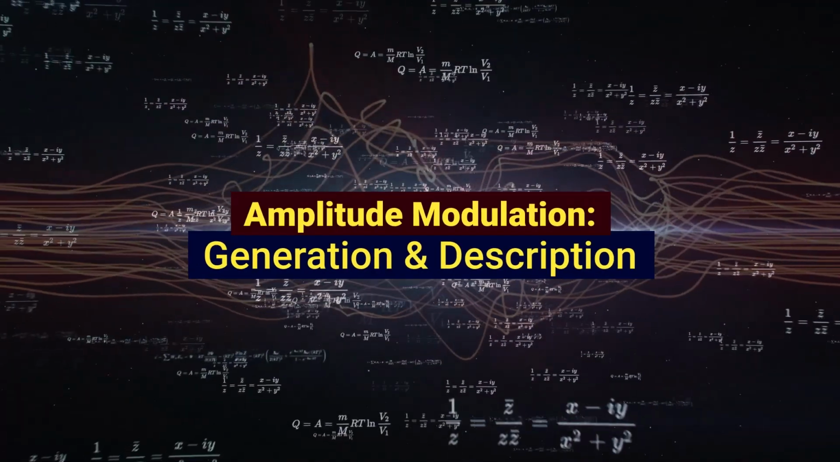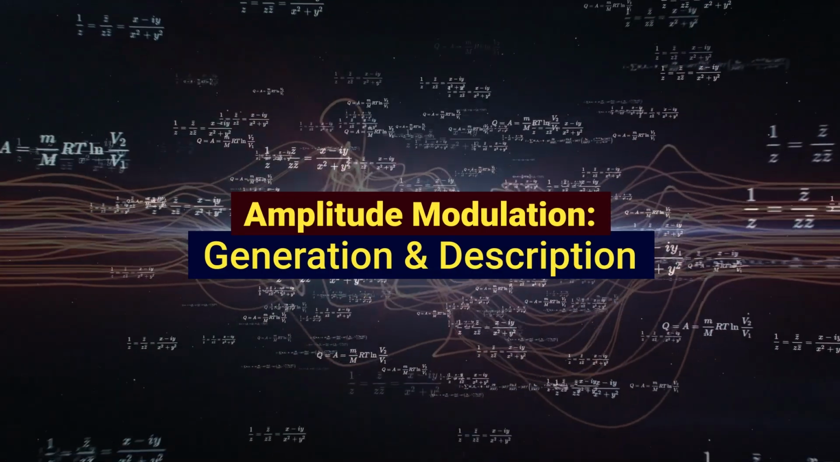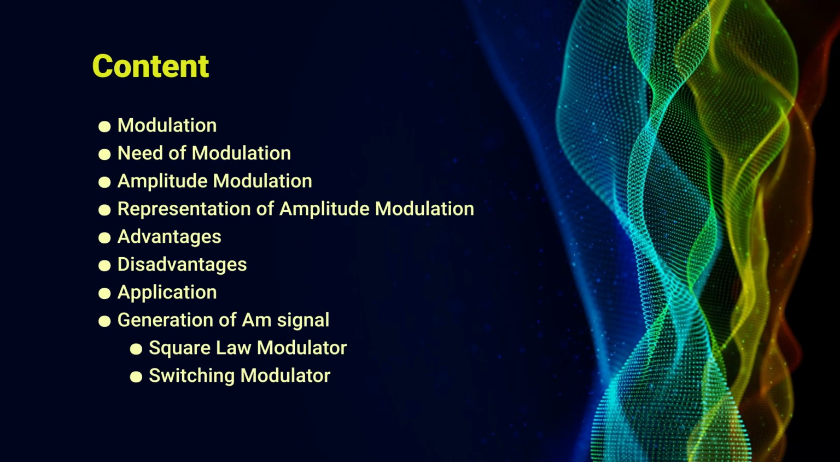Today, we are going to discuss the description of amplitude modulation and then the generation of the amplitude modulated signal. We are going to discuss today's topic with the following points. We are going to start with the definition of modulation, then need of modulation, then introduction of amplitude modulation, representation of amplitude modulation, advantages, disadvantages and application of amplitude modulation. Then we will discuss the methods for generating amplitude modulating signal.